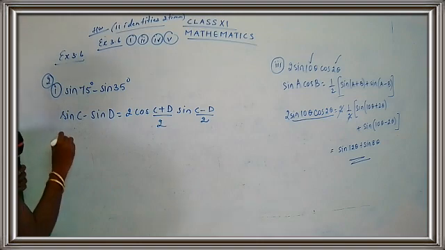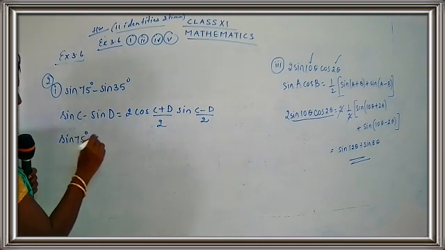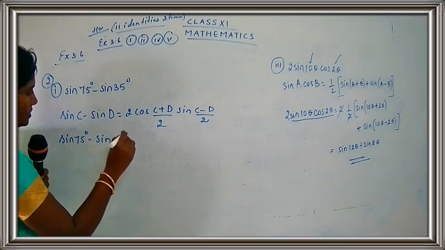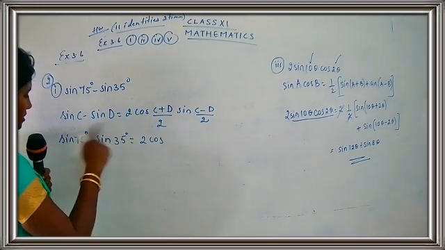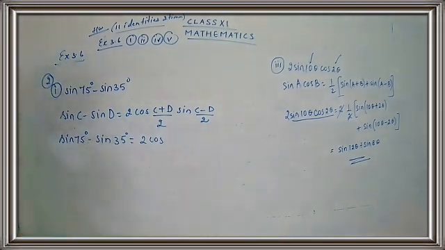Come on, children. You are going to complete this sum. I'll be waiting for you. Come on, do the work. So this is equal to 2 cos. Just go on substituting the values and get the answer. Sine C minus sine D is 2 cos C plus D by 2 sine C minus D by 2. Okay. Come on, children. Put the values for C and D and get the answer.